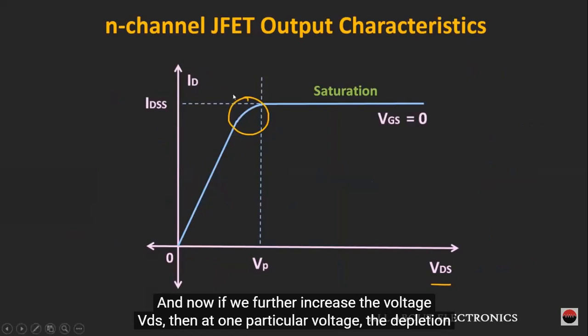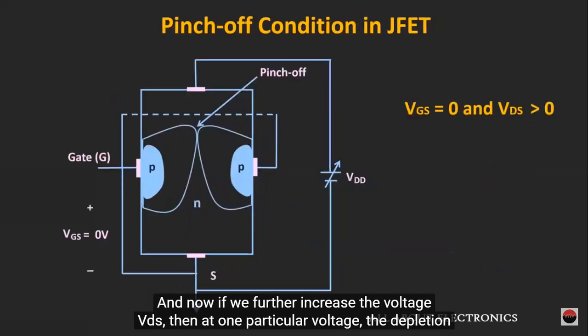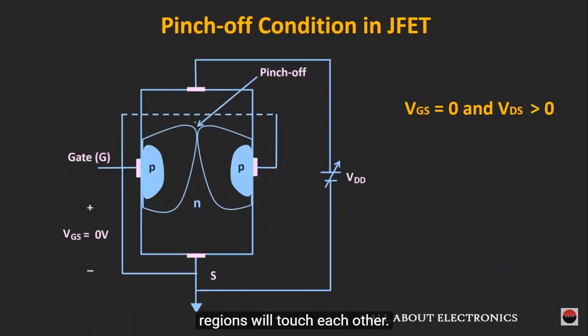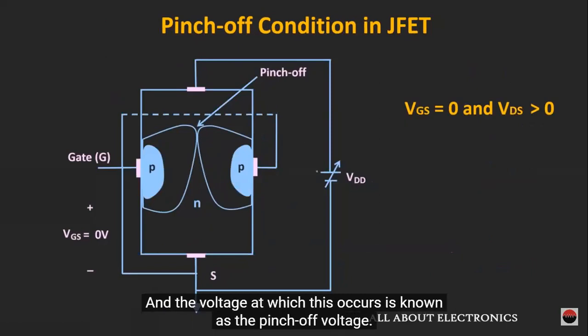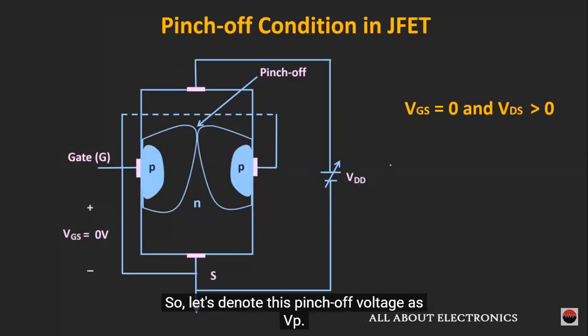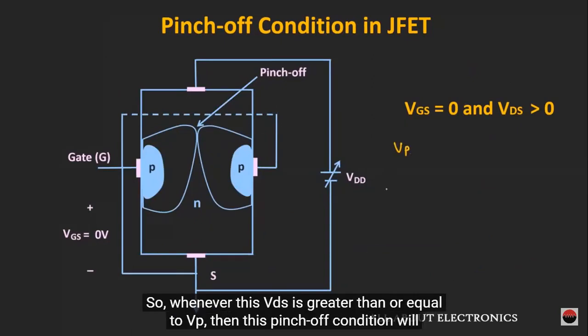And now if we further increase the voltage VDS, then at one particular voltage, the two depletion regions will touch each other. So this condition is known as the pinch-off condition. And the voltage at which this occurs is known as the pinch-off voltage. So let's denote this pinch-off voltage as Vp. Whenever this VDS is greater than or equal to Vp, this pinch-off condition will occur.